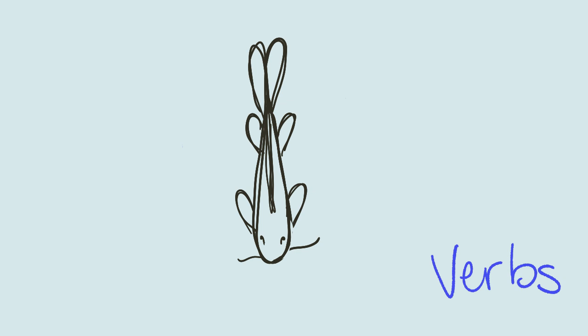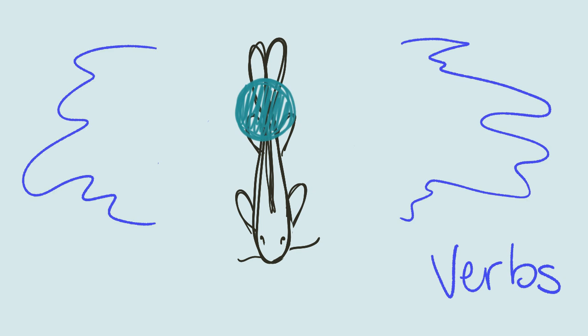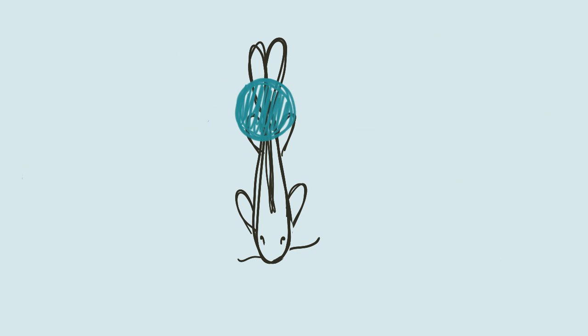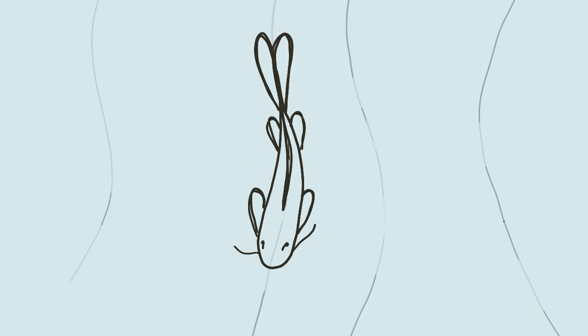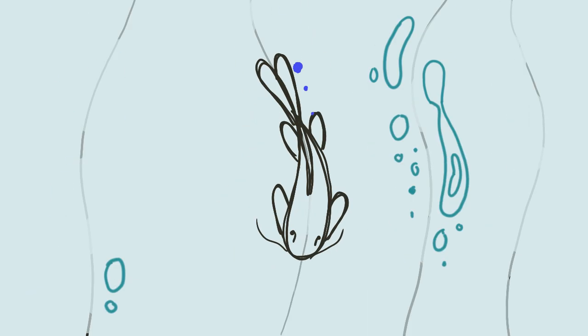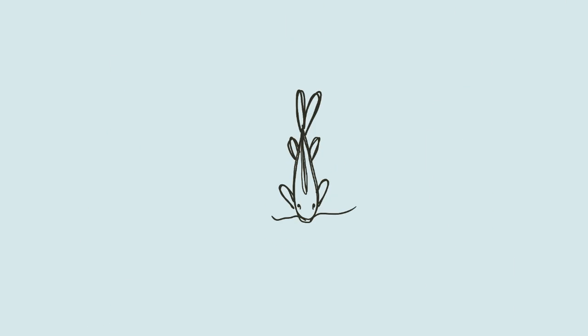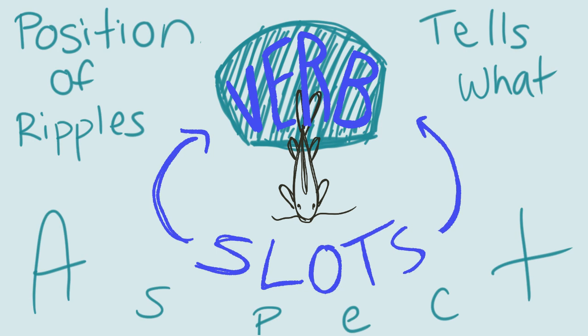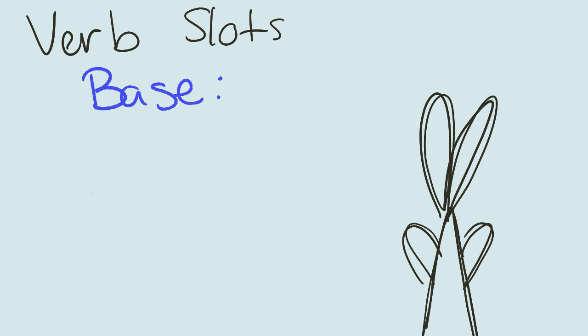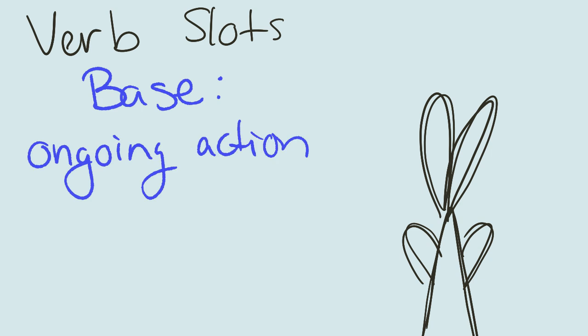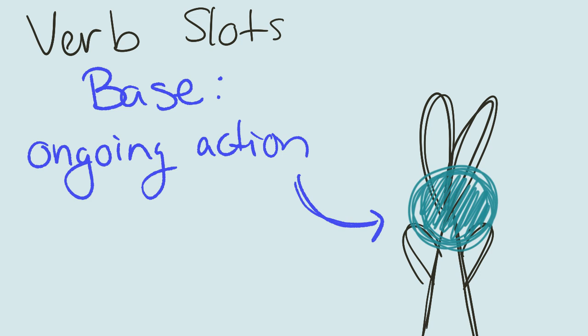Verb slots occur within the context of the tail, meaning in and around the tail position. The koi tail is the driving force of forward momentum and direction, so it makes sense that it is an indicator of action. There are several different encoded positions based on some basic possible aspects for the verb of the sentence. In my last video, I mentioned that the base form of a verb is an ongoing action. As the base, it makes sense for it to sit here, right on the base of the tail.